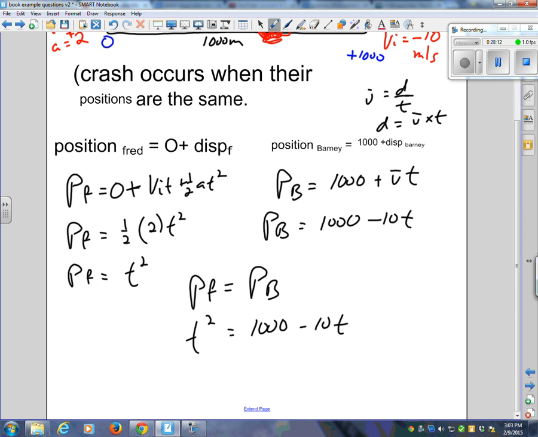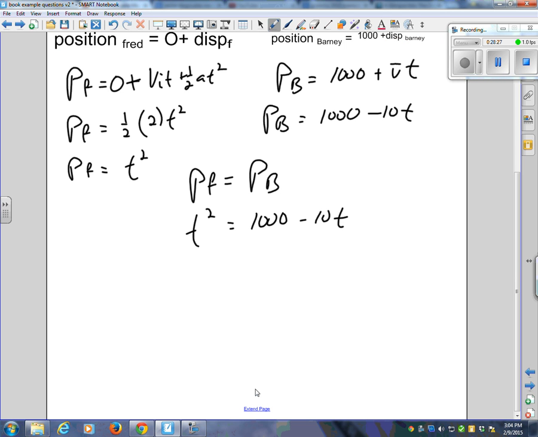And now what do we got? Stinky old quadratic formula. You can just smell the quadratic wafting in the air. Which way do you want to take things? People like to have their t squared positive. Yes, I do too. So instead of minus 10t, it's going to come across and become plus 10t minus 1,000.